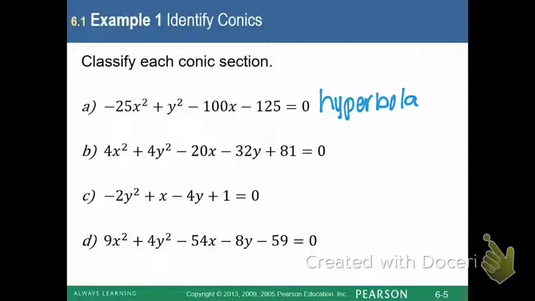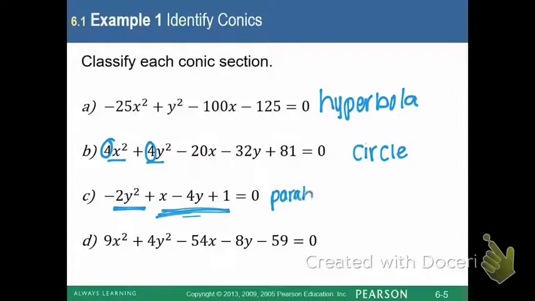For part B, both the x's and the y's are being squared, but you can see the numbers out in front are exactly the same. That is when we're going to have a circle. Okay, on part C, you only have the y's that are being squared. As you can see, nowhere else here are the x's being squared. So that's automatically going to be a parabola.